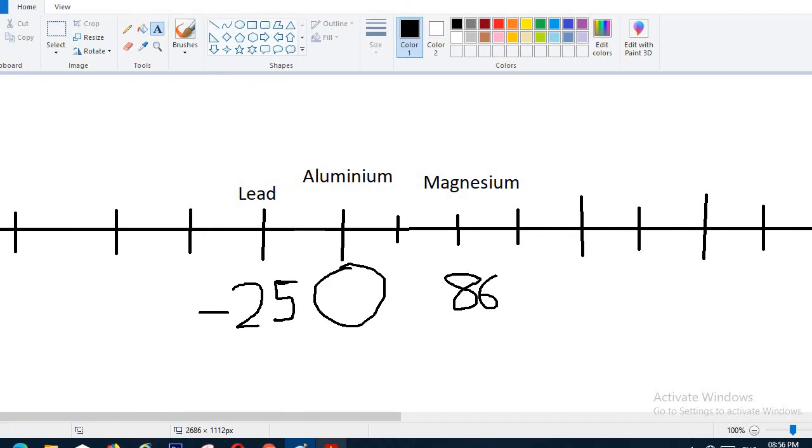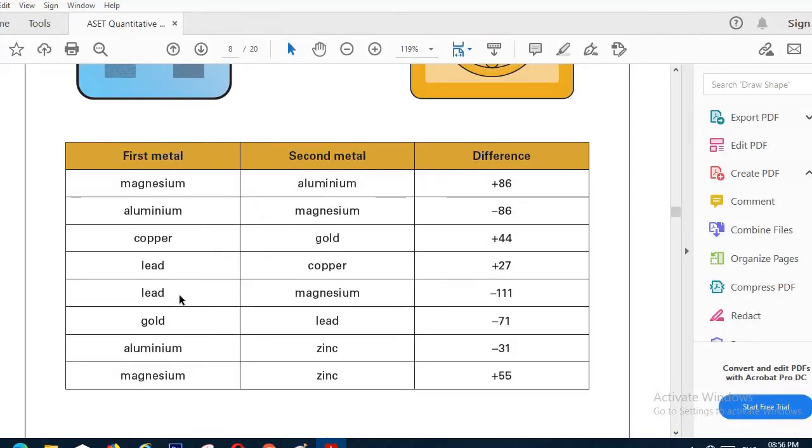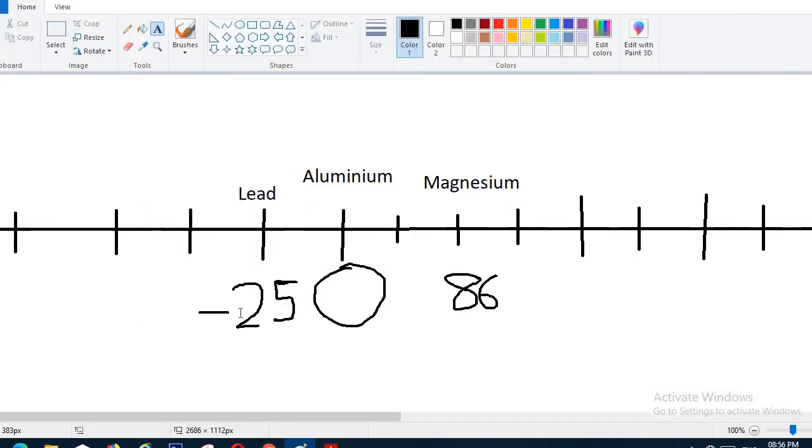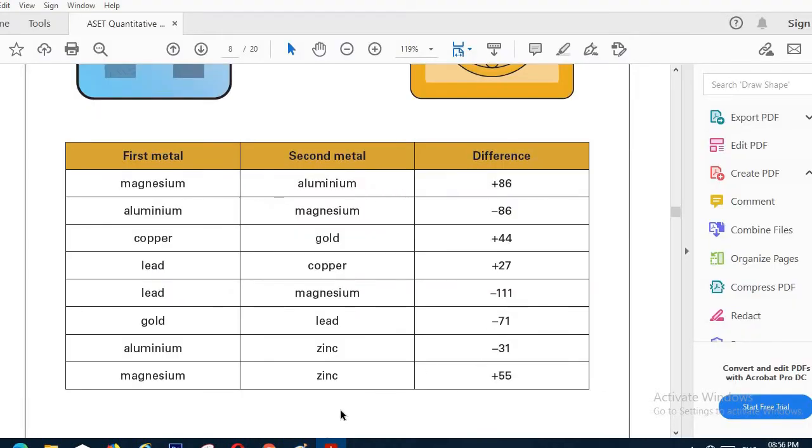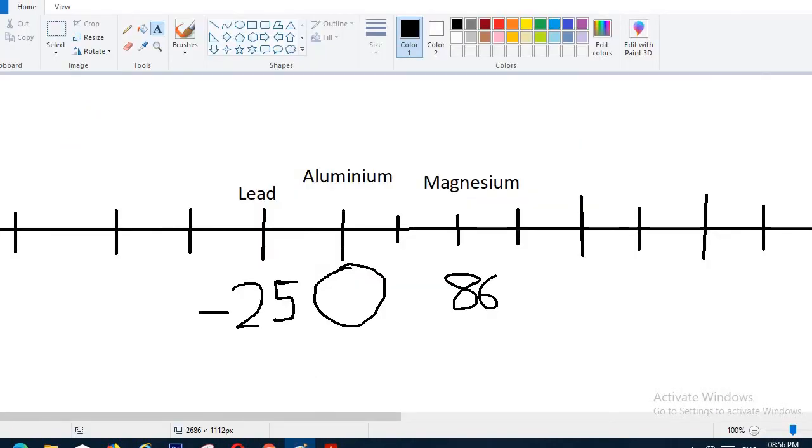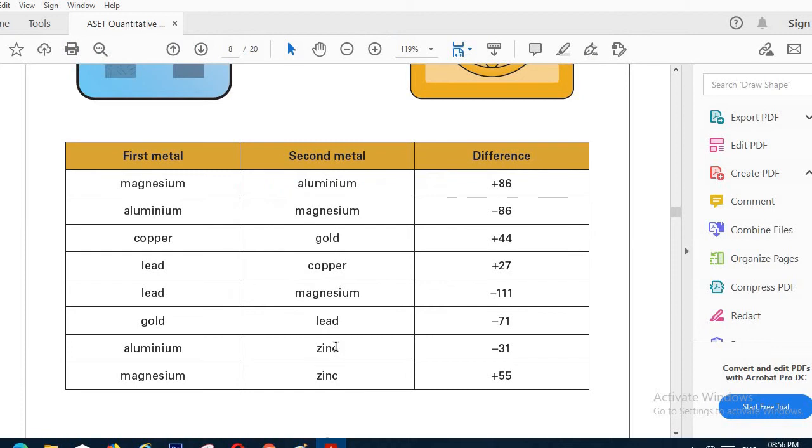Now if you subtract magnesium from lead, lead minus magnesium, so minus 25, and magnesium is at 86, so minus 25 minus 86 will give you minus 111. So now we already have lead here. Now we can move to here, lead minus copper. So lead minus copper is plus 27.